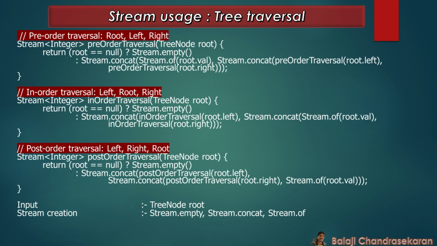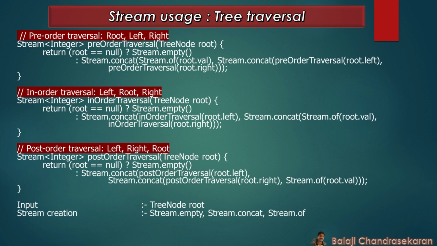In the in-order traversal, you visit the left subtree first, followed by the root node and then the right subtree. This method recursively traverses the tree by concatenating the streams generated by traversing the left subtree, the stream containing the current node's value, and the streams generated from traversing the right subtree.